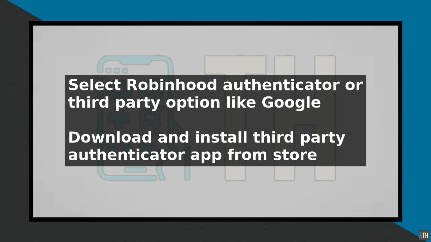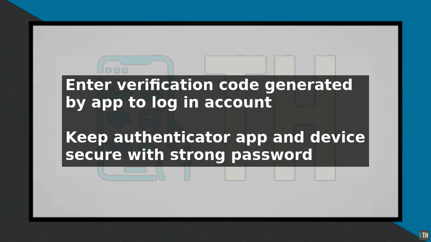After setting up the Authenticator app, you will need to enter the verification code generated by the app each time you log into your Robinhood account. This adds an extra layer of security to your account and helps protect it from unauthorized access. It is essential to keep your Authenticator app and device secure to prevent anyone else from accessing your Robinhood account. Make sure to use a strong password and enable any additional security features available on your device.